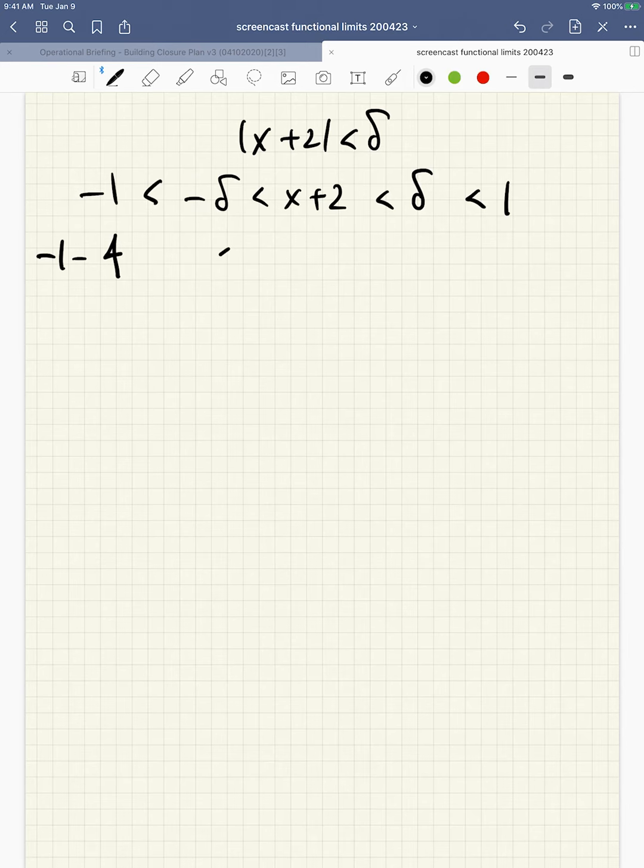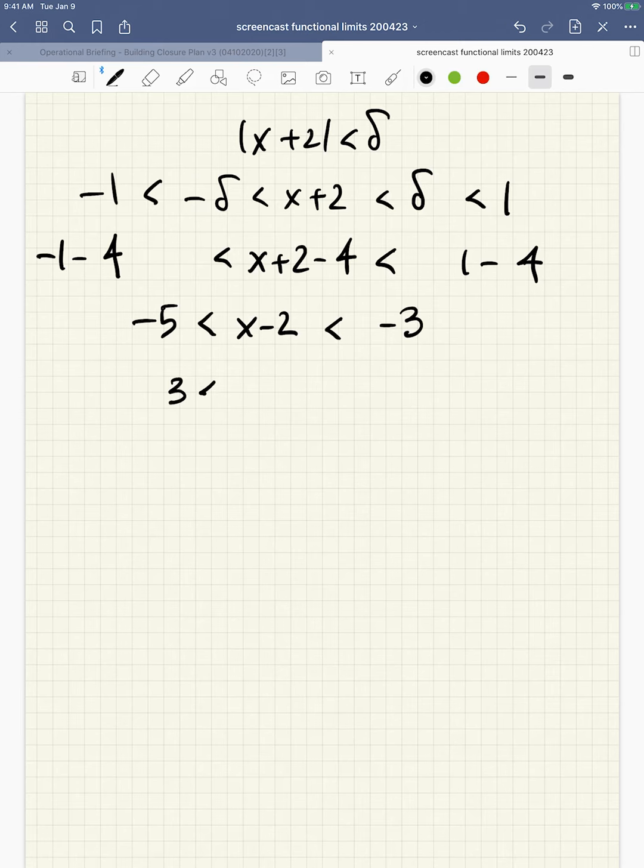So I'm subtracting 4 from the left, subtracting 4 from the middle, and subtracting 4 from the top. So that means minus 5 is less than x minus 2 is less than minus 3. So that means that x minus 2 is going to be between minus 5 and minus 3. So from this, we can say 3 is going to be less than the absolute value of x minus 2. It's going to be less than 5. And what I'm interested in is an upper bound for |x minus 2|.